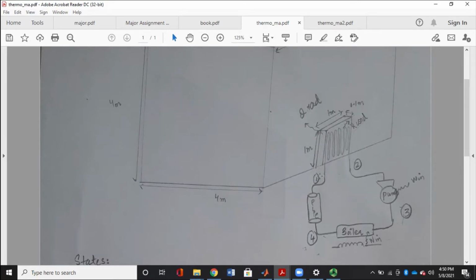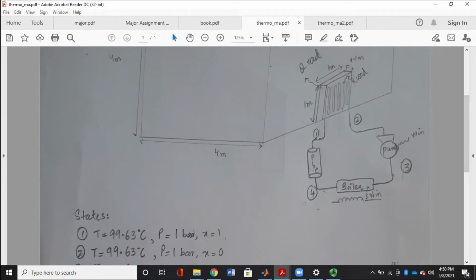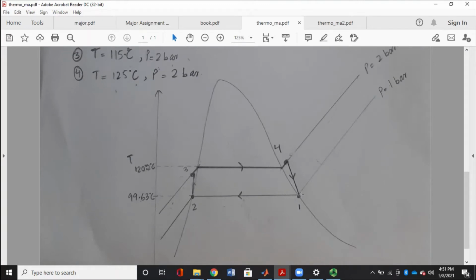And there are four states after each subsystem of this water. So let's see these states. Before going to the radiator, the state is 1. The state is defined as the temperature is 99.63 degrees and pressure is 1 bar. It should be noted that this temperature is the saturation temperature at a pressure of 1 bar. And since the heat to be lost from the radiator is the latent heat of vaporization, we can also see that this is a two-phase mixture and the quality is 1. That means it is at the saturated vapor line, as shown over here in the temperature-volume graph.